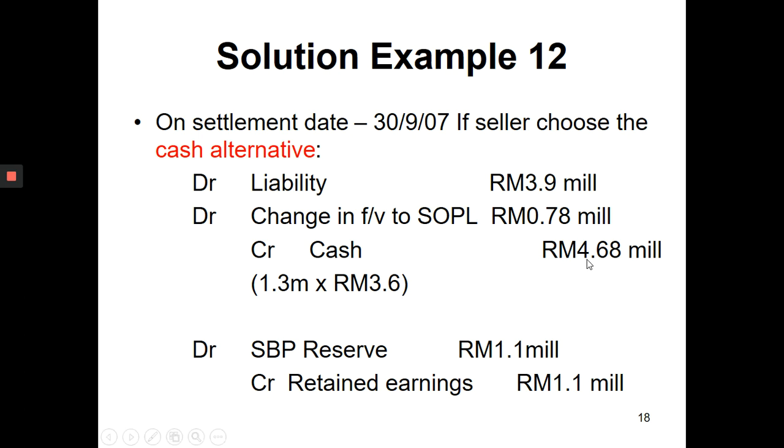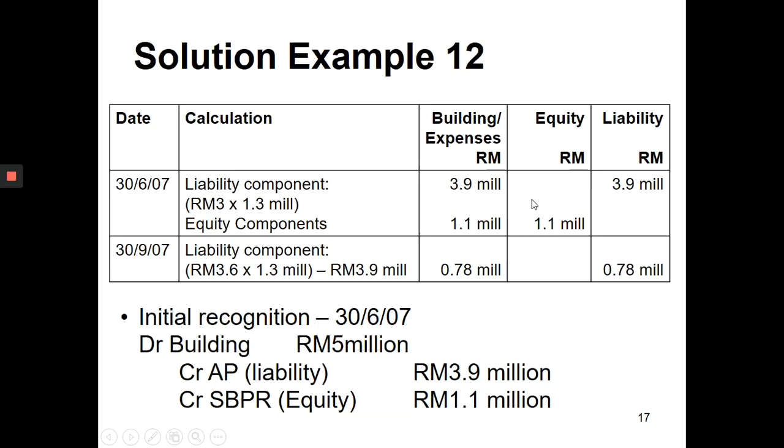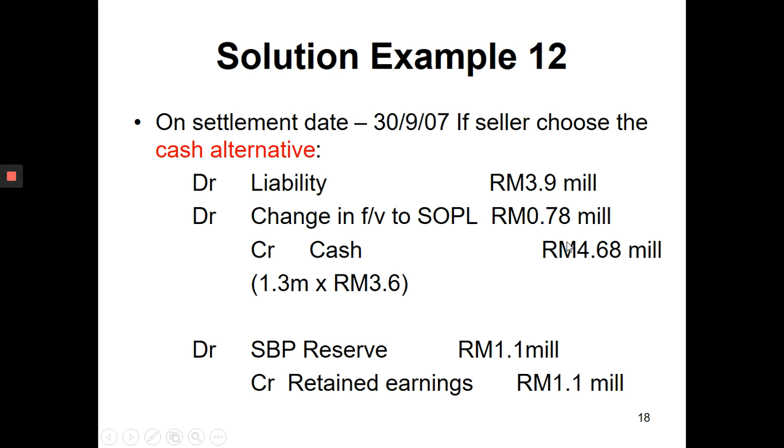So, RM4.68 million bayar. So, liability yang kita record tadi, yang kita kredit dalam liability kita ni adalah 3.9. So, changes to profit and loss adalah beza nilai dia. Okay. And then, yang ni kita tutup lah. Sebab kita tak guna, kita tak utilize equity tadi.